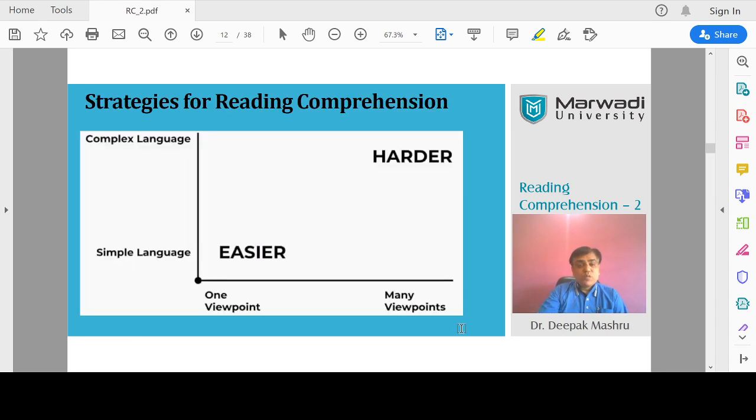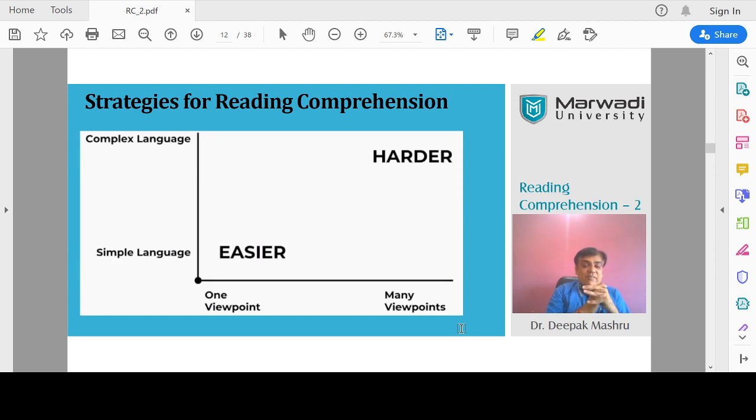Okay, so we start with today's session, strategies for reading comprehension. Look at this diagram. On one axis it is given complex language and simple language. On the other axis it is given one viewpoint and many viewpoints. In the area of the graph, it shows easier and harder. Look at it and tell me what it is about.